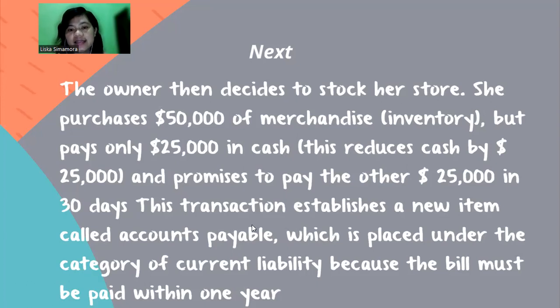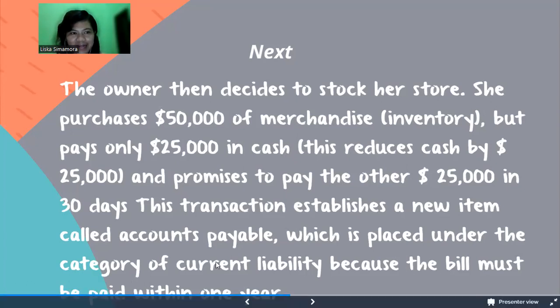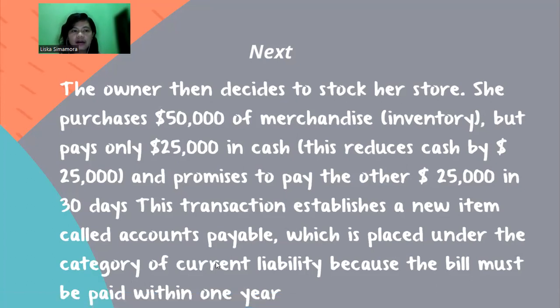This transaction establishes a new item called accounts payable. What is the accounts payable? This $25,000 that the owner has not paid yet, which is placed under the category of current liability because the bill must be paid within 1 year. So now we have an additional item in the balance. Previously, we only had current assets and also net worth. Now, because they use some of the money to buy things, we have additional items.